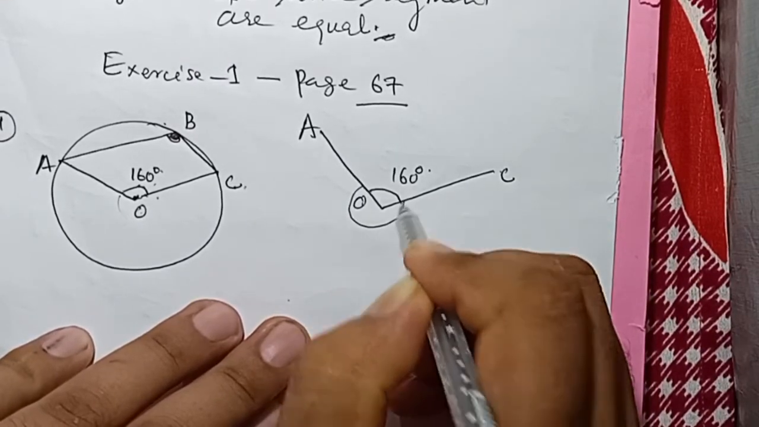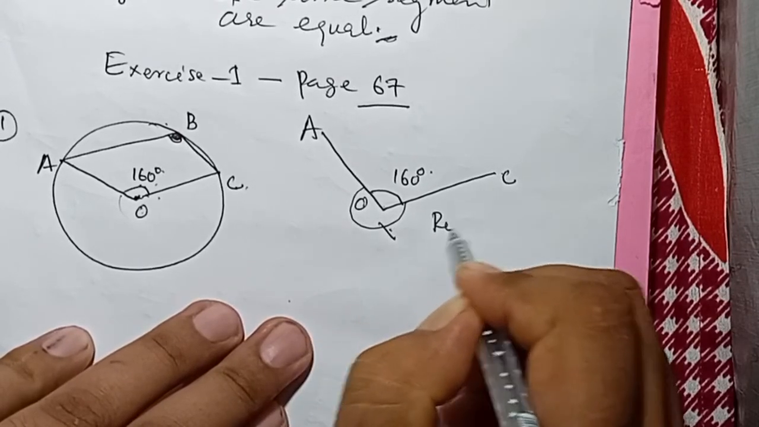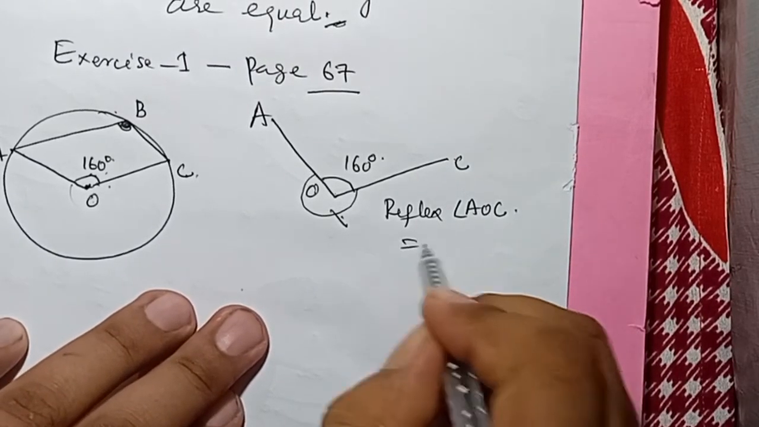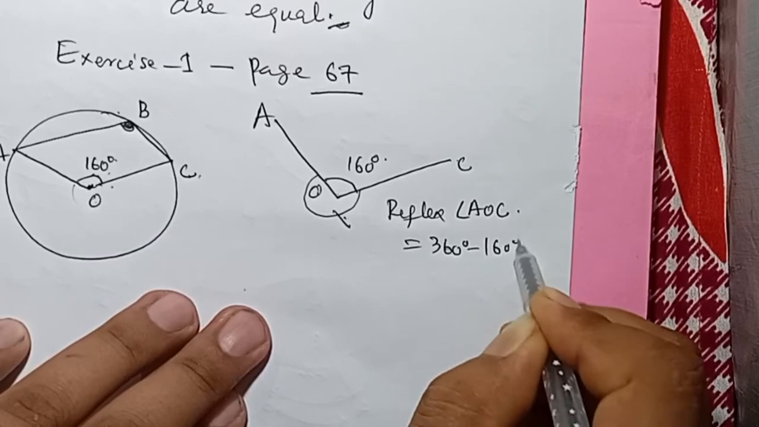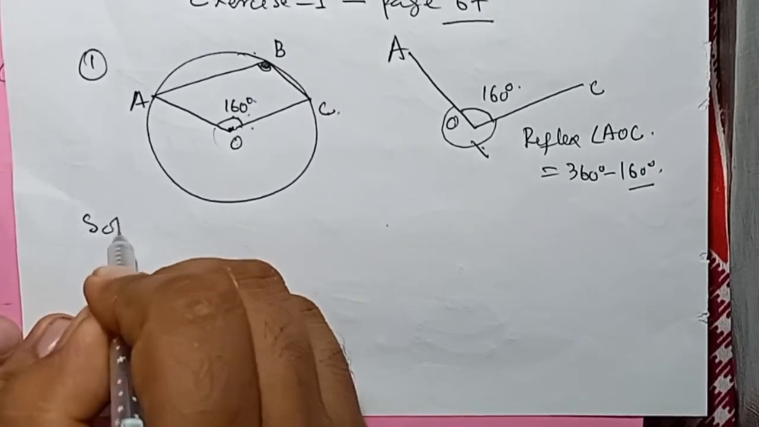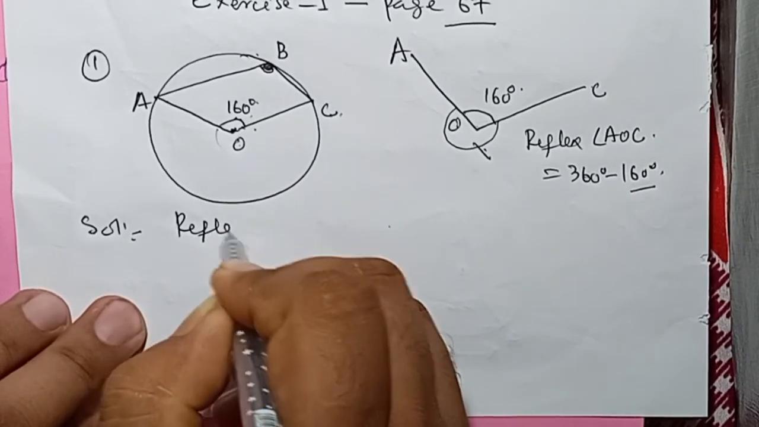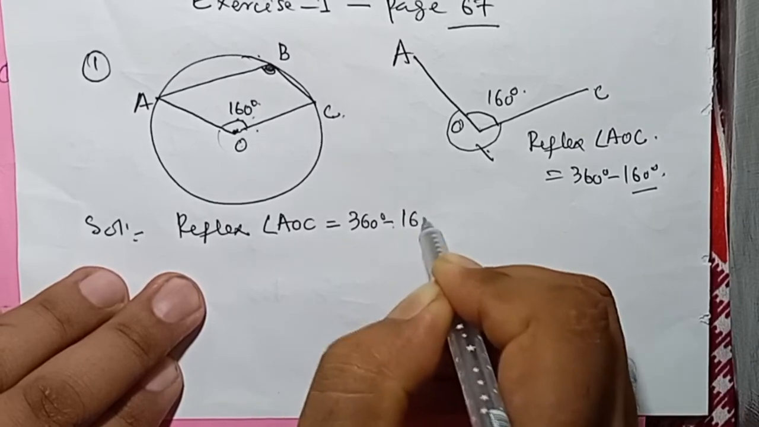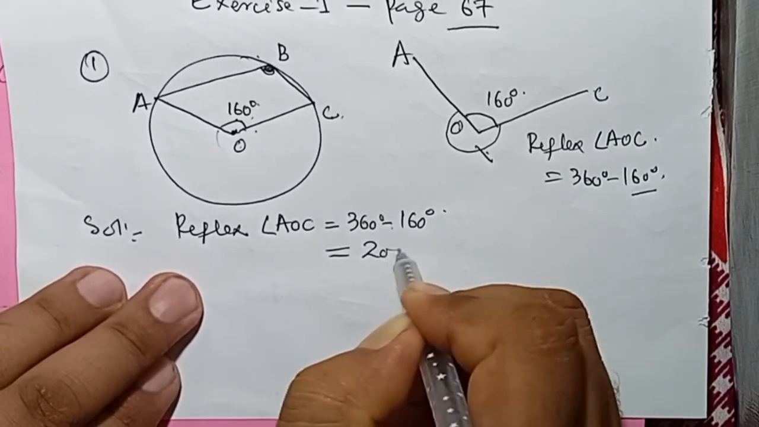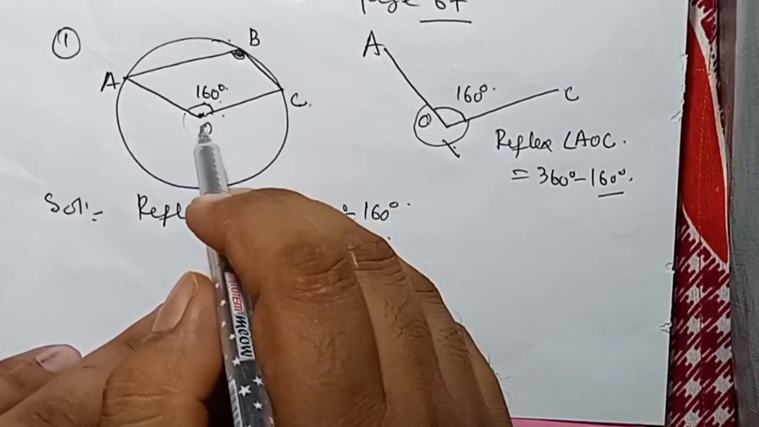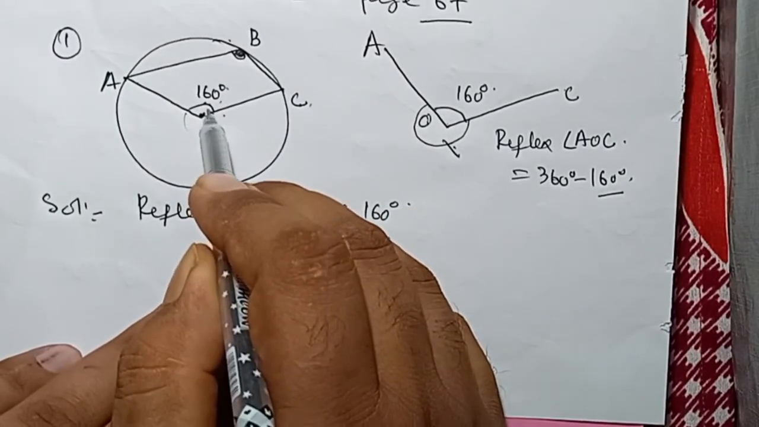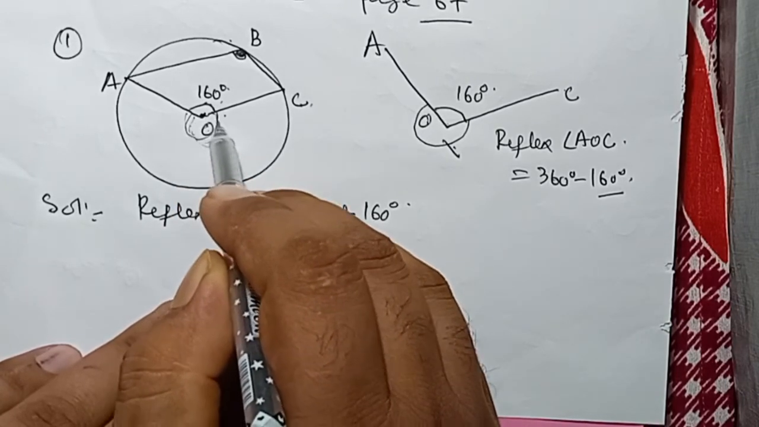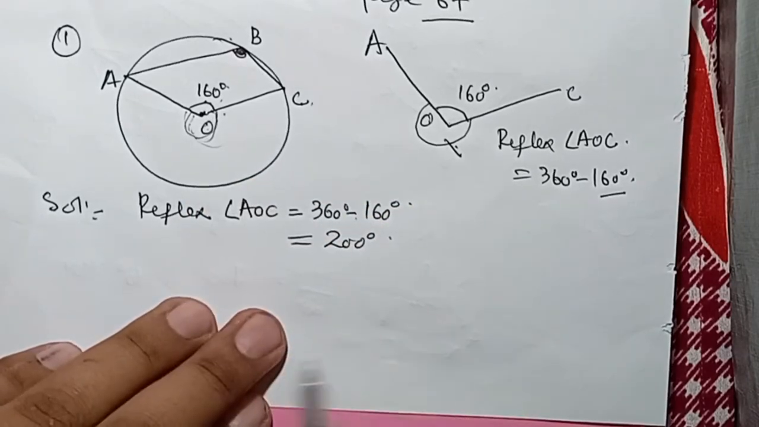This is the reflex angle AOC, and it will be equal to 360 degrees minus 160 degrees. So I can write the solution like this. Reflex angle AOC is equal to 360 minus 160, that is 200 degrees. How? Because angles around a point always sum to 360. So what is the measure of this portion? It will be 360 degrees minus 160, that's 200.